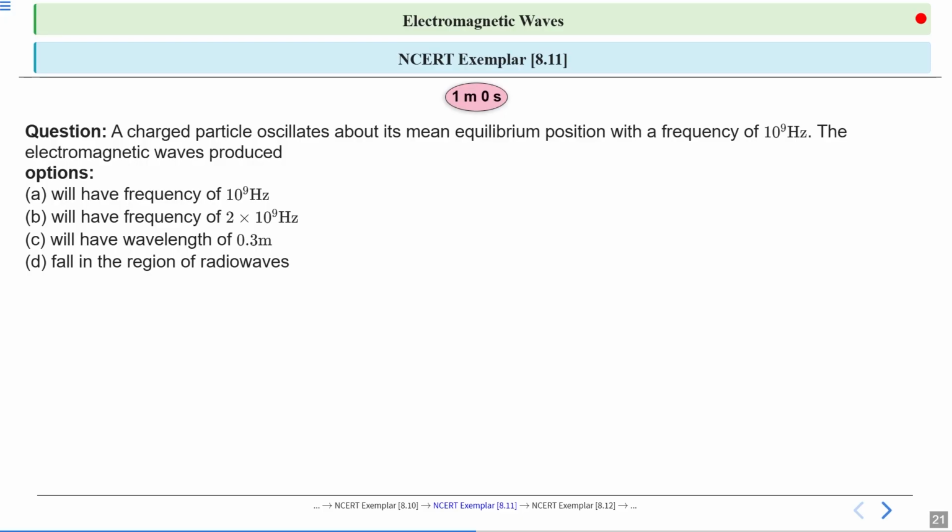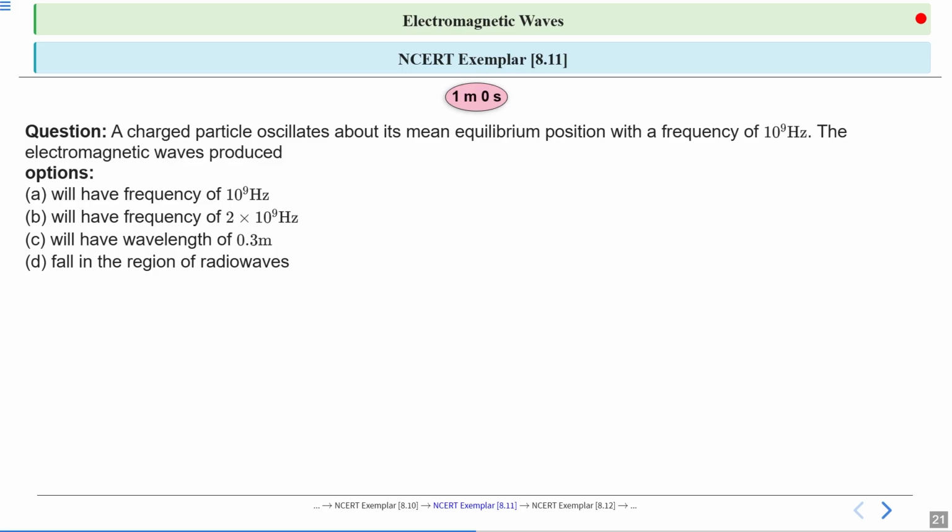Next question. A charged particle oscillates about its mean equilibrium position with the frequency of 10 raised to 9 hertz. The electromagnetic waves produced. So this is a similar question we have discussed in the exercise also. If a charged particle oscillates with some frequency, the electromagnetic wave produced by the oscillation of that charged particle will have the same frequency, 10 raised to 9 hertz.